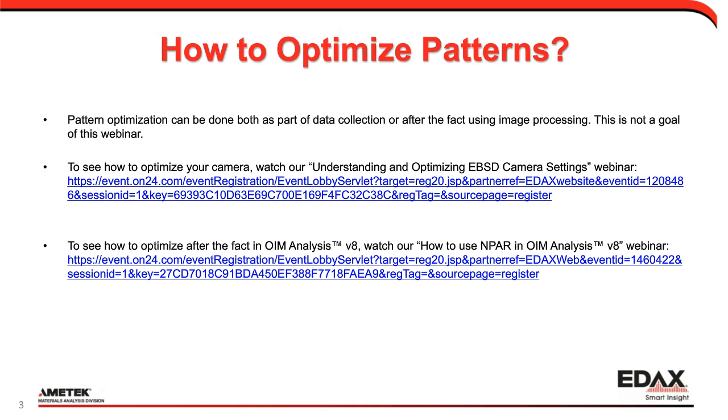So here we can see I have a webinar on understanding and optimizing EBSD camera settings. That covered the older Hikari series. I will tell you there are some differences with the newer Velocity because of the camera architecture being different between the CMOS and the CCD, but honestly it makes it easier to do that. And then, of course, besides optimizing pattern for collection, you can also use OM analysis to optimize it after collection using things like NPAR and other image processing techniques. And of course, I have a webinar on that.